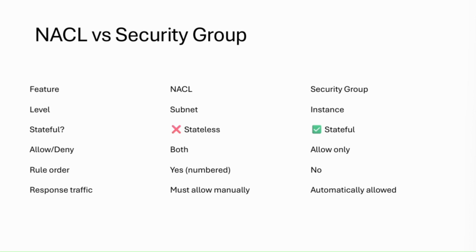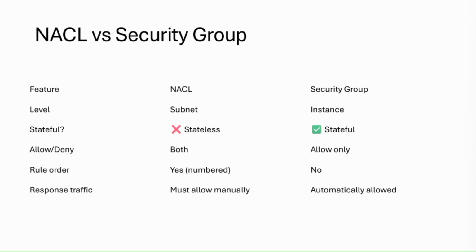Second, stateful. NACL is stateless. It forgets things. Security Group is stateful. It remembers things. It remembers the conversation. Third, allow or deny. NACL can both allow and deny traffic. Security Group can only allow traffic. It cannot explicitly deny.